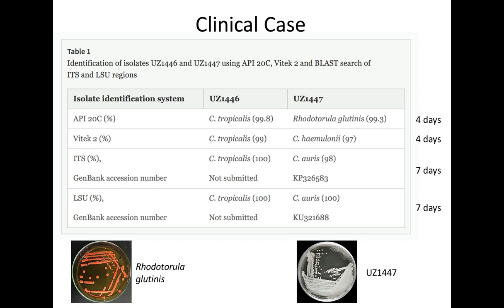Another system was run, the Vitek 2, and it called it Candida haemulonii. Candida haemulonii matches a little bit better with what was seen from the picture on the yeast, but now you have a distinct discrepancy between two identification systems. Later in the process, all of that took about 4 days, as you can see on the right side, but we still don't have a good identification. So they moved to sequencing. In ITS sequencing, it confirmed the Candida tropicalis, but what was revealed about UZ1447 was that this isolate was actually a Candida auris, and this was also confirmed by a different sequencing method.